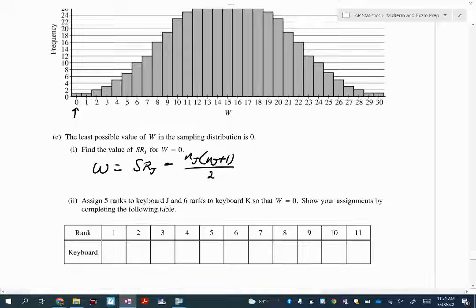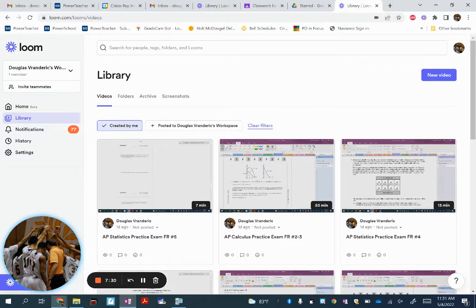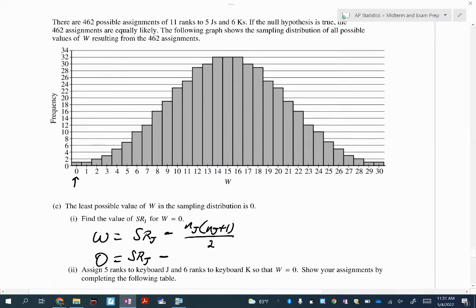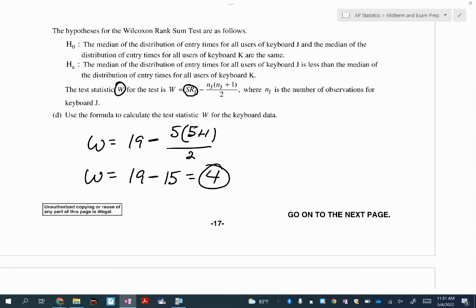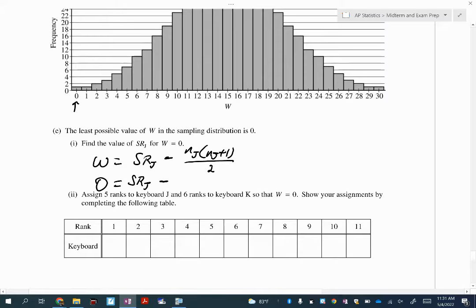Okay? So that would mean that W needs to be 0. I don't know what the sum of the ranks is, I'm solving for it. Minus the same thing I did before, which is 15, right? The 5 times 6 divided by 2 is 15. So in order for this to be true, the sum of the ranks for J needs to be 15, right? So that's what I'm looking for.